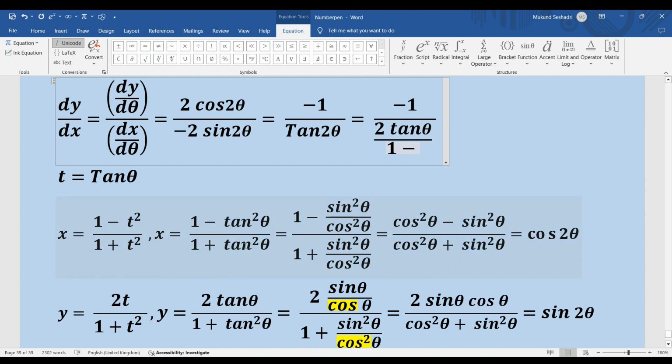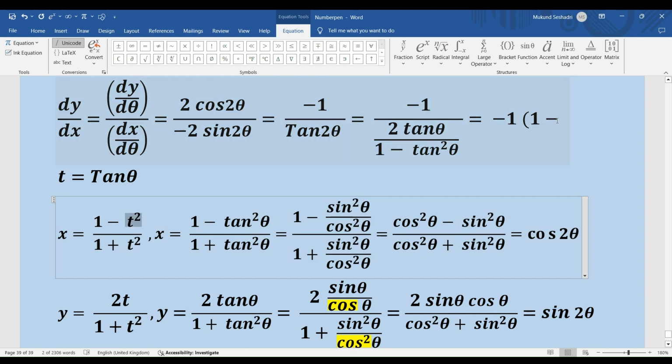So my tan 2 theta in terms of tan theta is nothing but 2 tan theta divided by 1 minus tan square theta. So there we have our dy by dx in terms of tan theta, but I'm expected to express my final answer in terms of t. So when I put back tan theta equals t, what do I get? I get a minus 1 times this 1 minus tan square theta goes to the numerator. So I write it as 1 minus t square into minus 1.